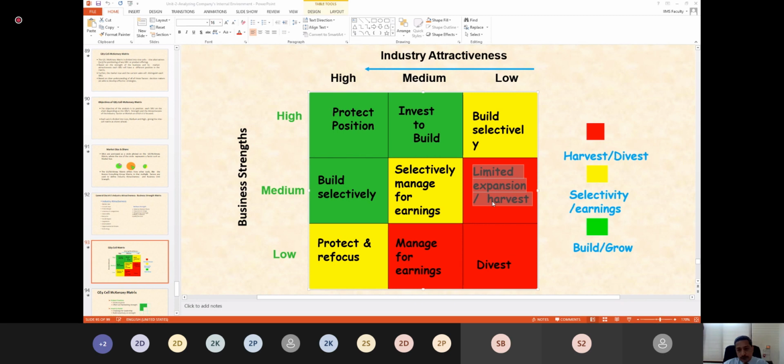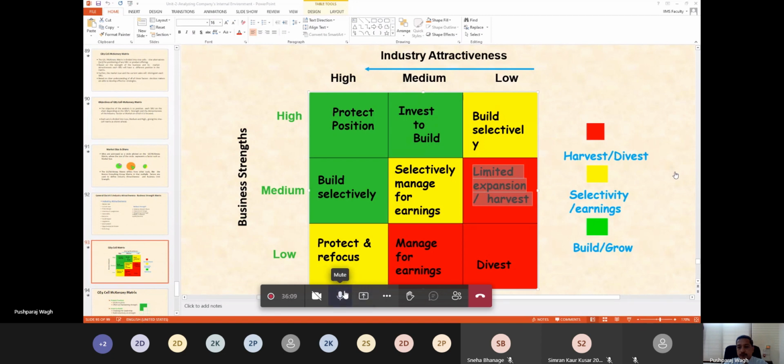Tell me whether this diagram is visible and are you able to understand what we are discussing? Yogesh, Pooja, Simran.